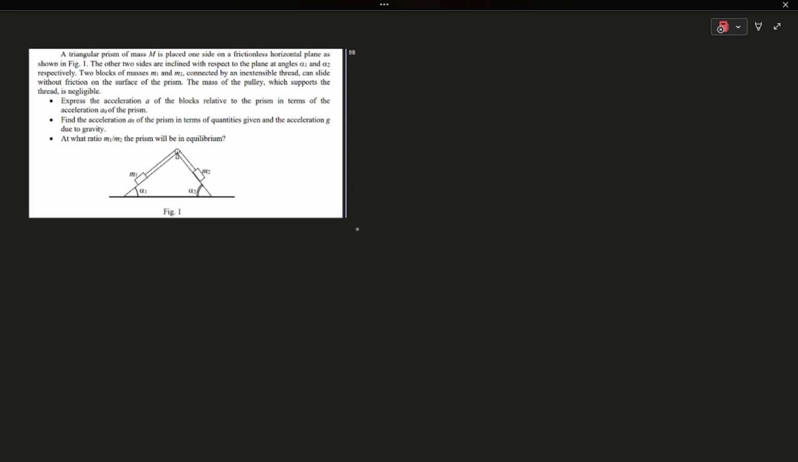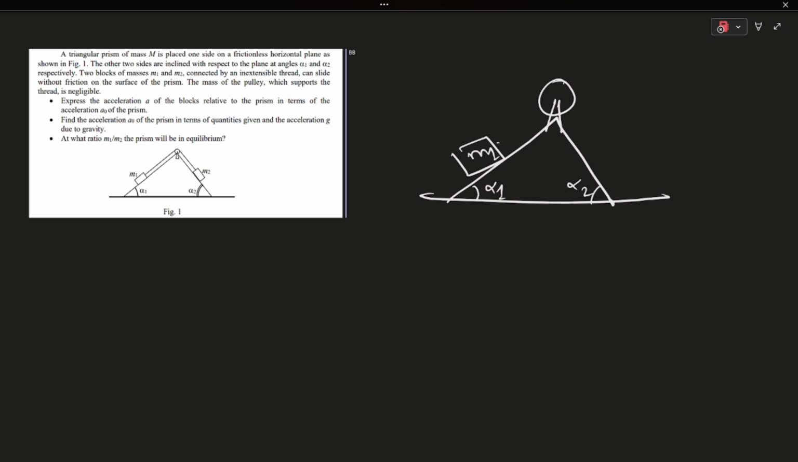So let's start. Here is the horizontal plane. This is the wedge. I will say wedge, not prism. This is alpha 1. This is alpha 2. That's a pulley. M1 on the left side, M2 on the right side. Frictionless. The mass of the wedge is capital M. Okay.